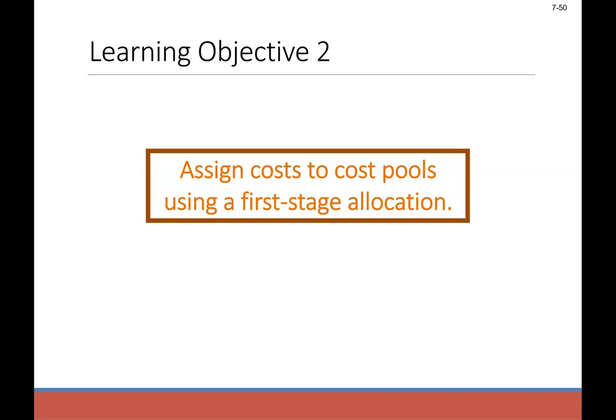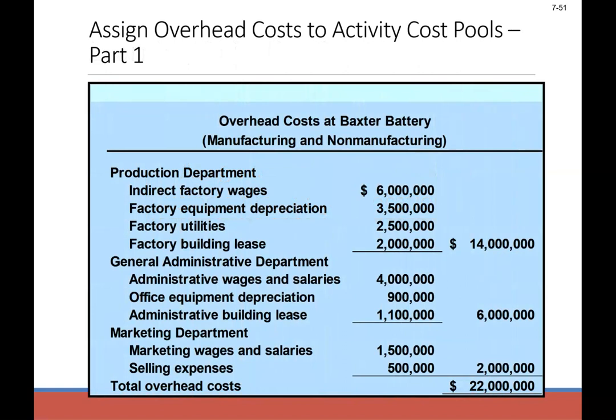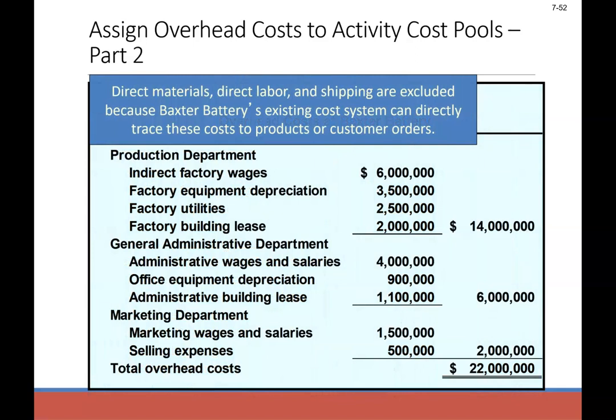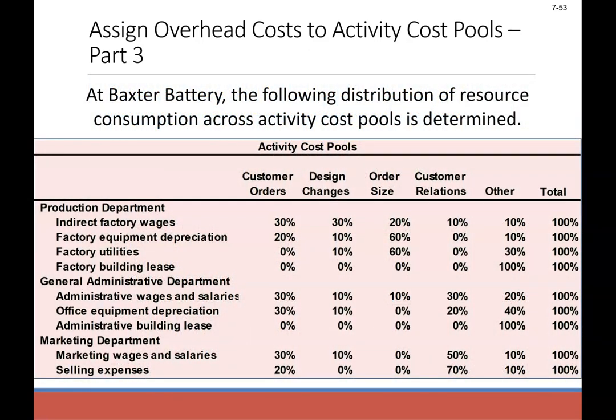Now we're going to take costs and assign them to cost pools. So here we've got the production department, the general admin department, and the marketing department. So we've got a couple different departments here we're looking at, and we're going to see how we're going to assign them. Direct materials, direct labor, and shipping are excluded because Baxter's Batteries' existing cost system can directly trace these costs to products or customer orders. So we're not going to worry about those there. The following distribution of resource consumption is determined across these different pools.